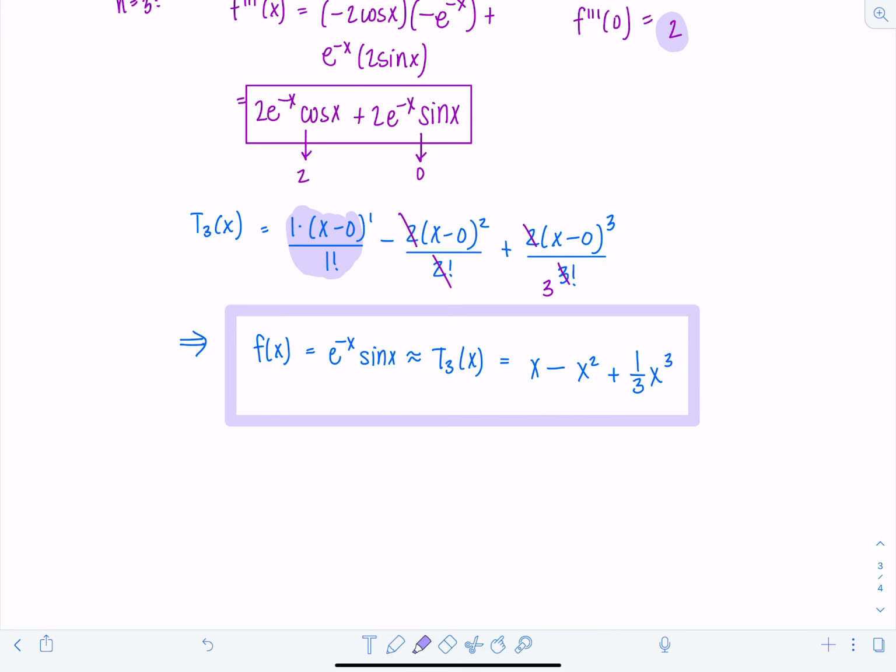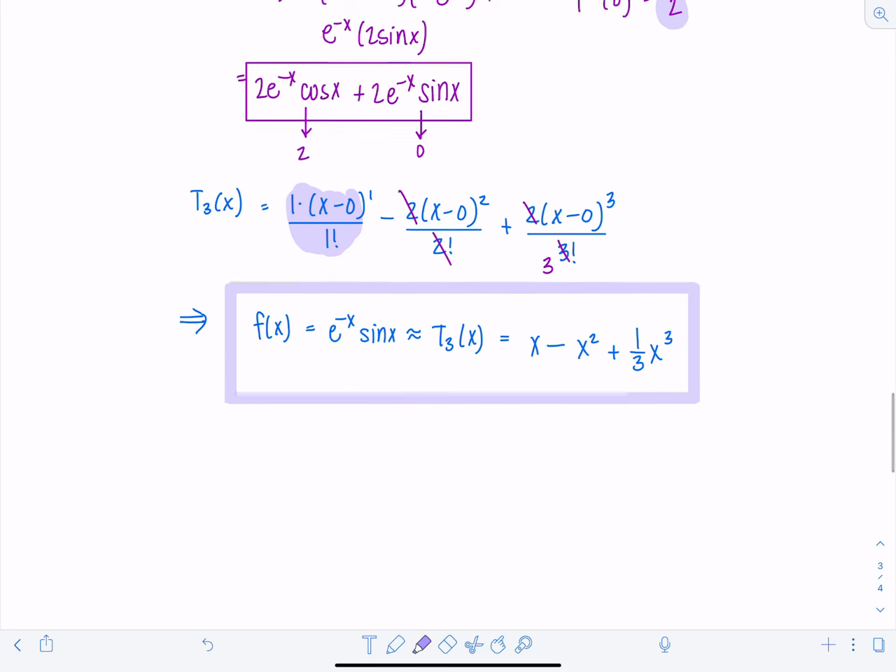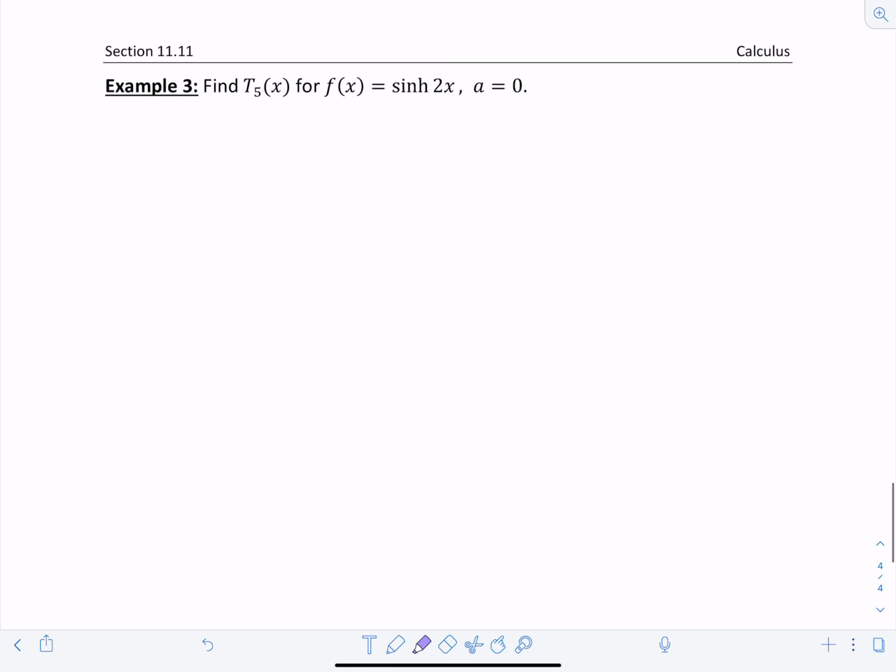Okay, let's do one more and not limit ourselves to a third degree polynomial. Were you wondering why they are always third degree? Just because derivatives get kind of crazy after a while. Okay, so here find t sub 5 of x, or find the fifth degree Taylor polynomial for f of x equals hyperbolic sine of 2x, or sinh 2x, centered at a equals 0.